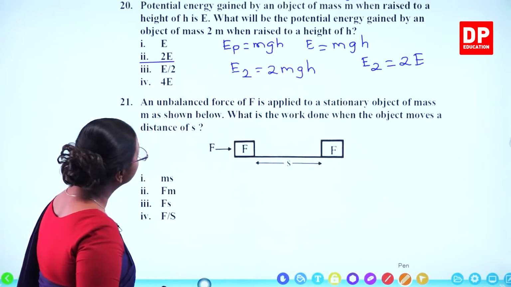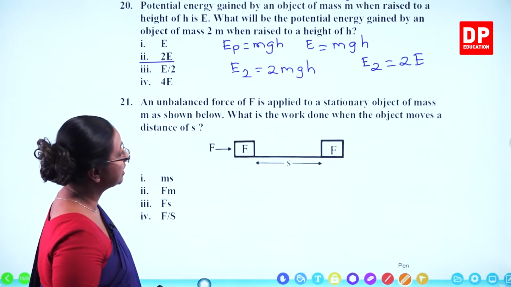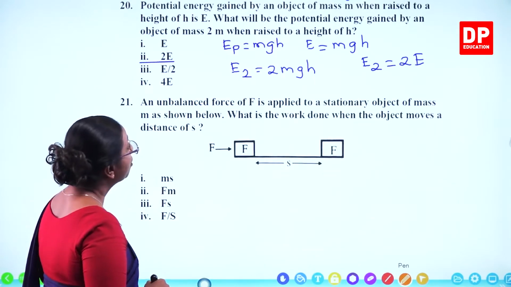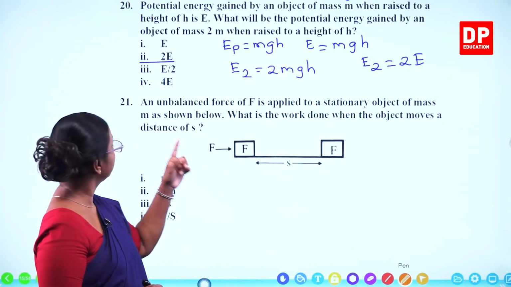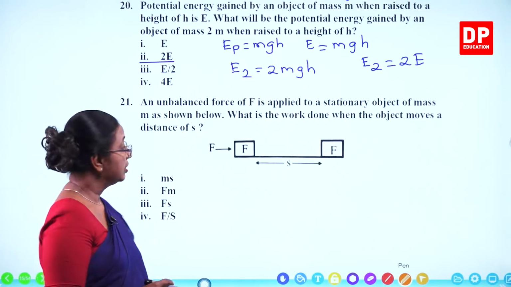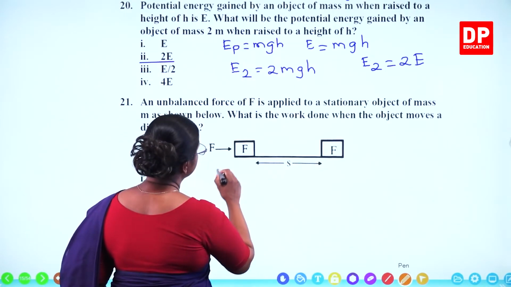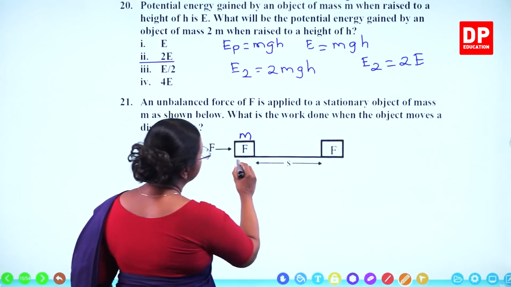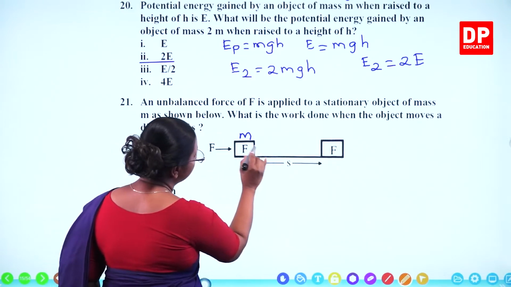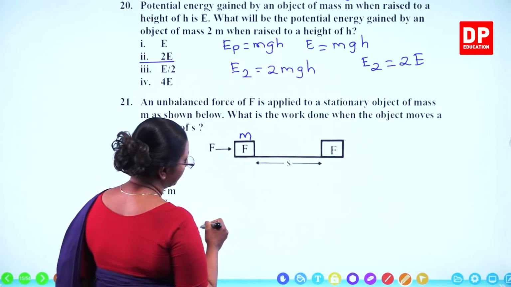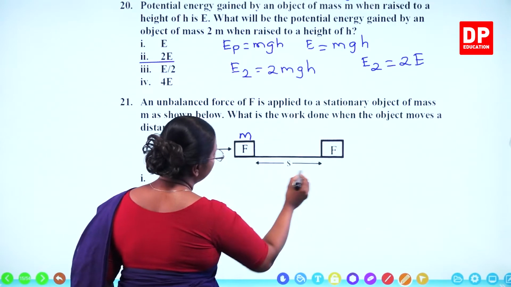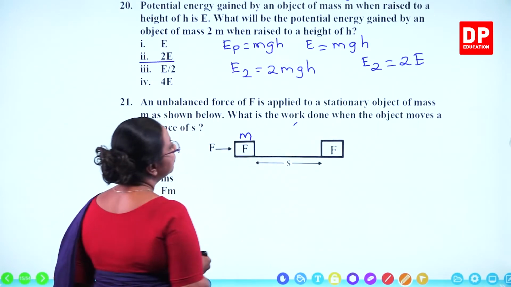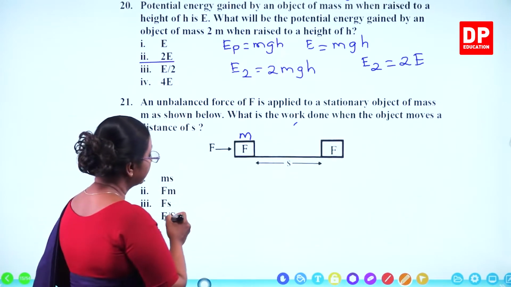An unbalanced force of F is applied to a stationary object of mass m as shown below. What is the work done when the object moves a distance of s? So if we look at the diagram, here see the mass is given to us as m and there is a force applied F. Due to that force, the object goes to that position and the distance moved is given to you all as S. And they want you to find the work done.